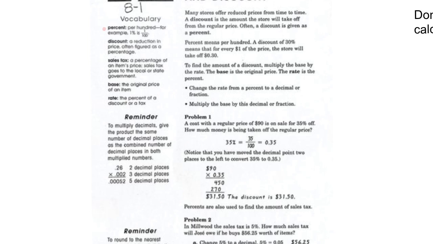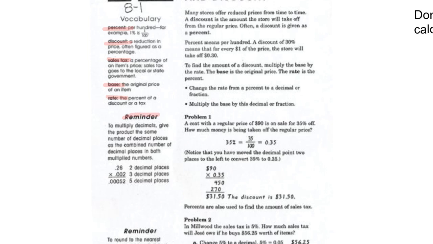Our vocabulary: we have percent. Percent means per hundred. For example, 1% is 1/100th. Discount is a reduction in price, often figured as a percentage. Sales tax is a percentage of an item's price. Sales tax goes to the local and state government. Base is the original price of an item. Rate is the percent of a discount or a tax.